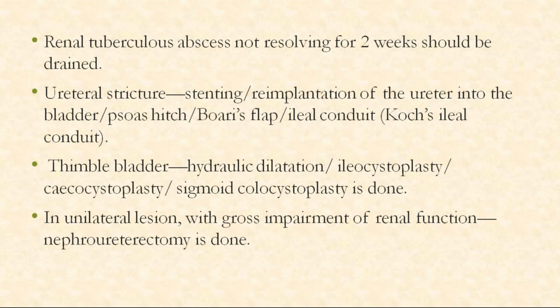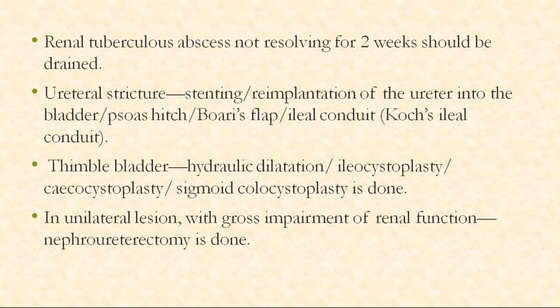Either stenting, or reimplantation of the ureter into the bladder or psoas muscle, or Boari flap method, or ileal conduit. These are all the surgical procedures when the ureter stricture is there due to the complication of tuberculosis of the kidney.